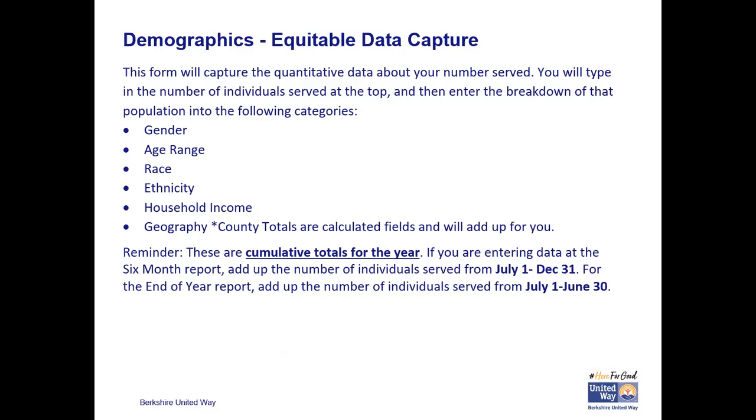And just a reminder again that these are going to be cumulative totals. So your 6-month report out would be July 1 to December 31st, and your end of year report will be July 1 to June 30th.